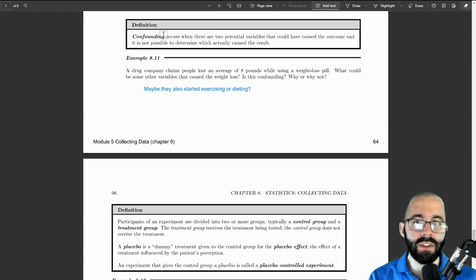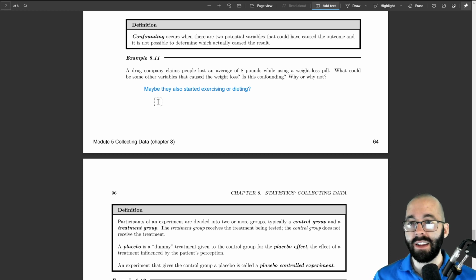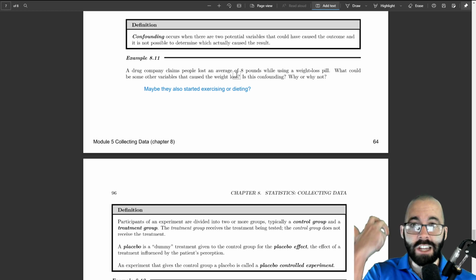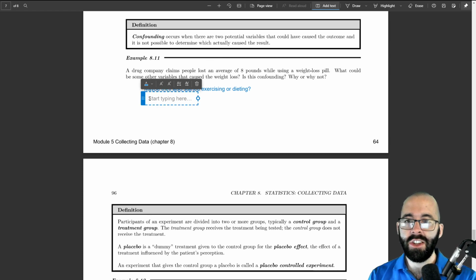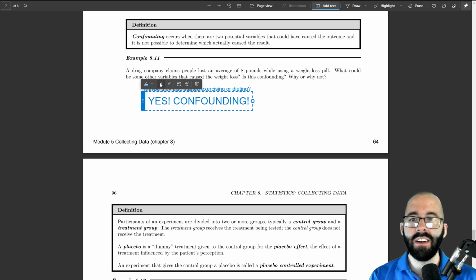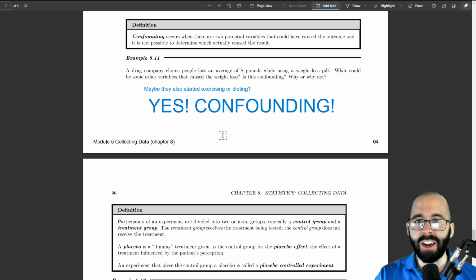Let's review the definition. Two potential variables that could have caused the outcome. Maybe it was the weight loss pill. Maybe it was exercising. Maybe it was dieting. Yes, this is the textbook definition of confounding. Yes, confounding here. I'm very confident about this one. So we're going to make our confident answer nice and big because we have confidence.